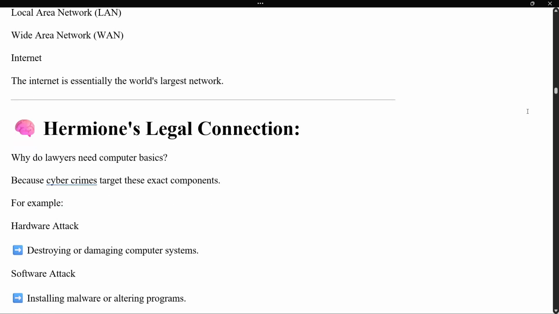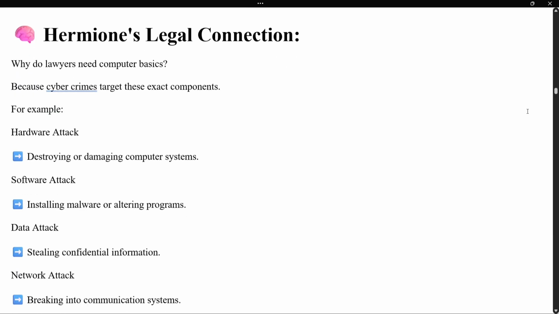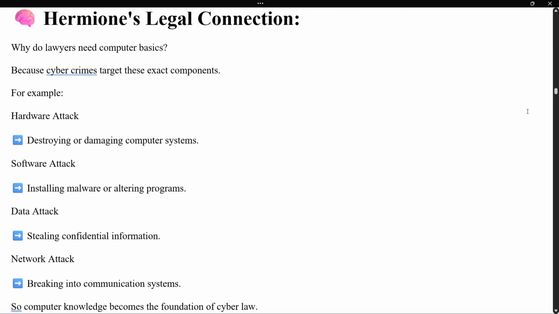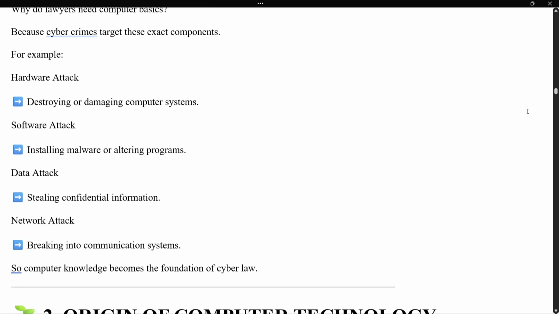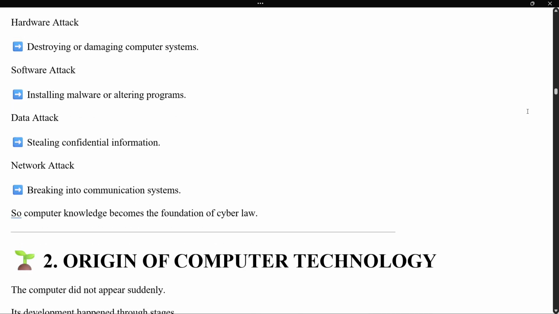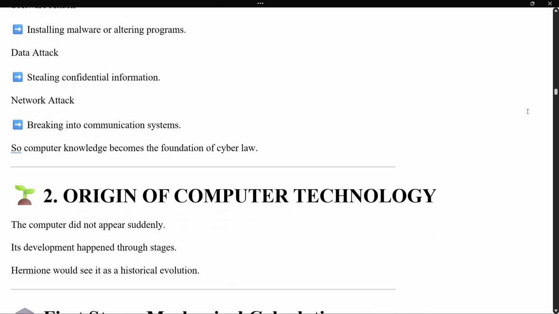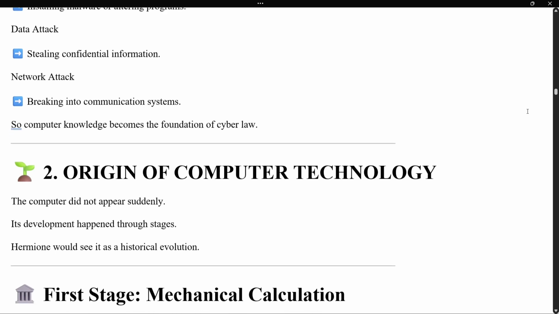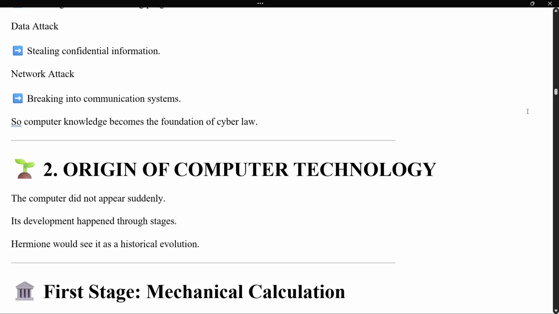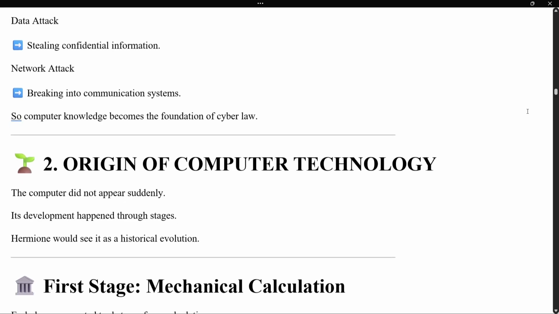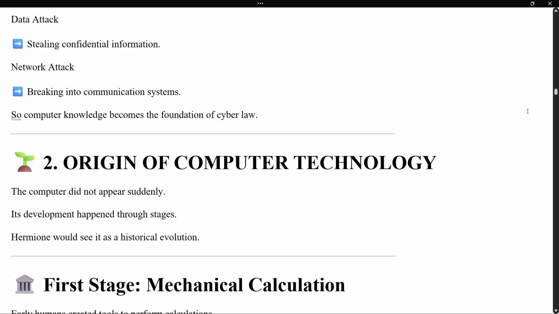Hermione's legal connection. Why do lawyers need computer basics? Because cybercrimes target these exact components. For example, hardware attack: destroying or damaging computer systems. Software attack: installing malware or altering programs. Data attack: stealing confidential information. Network attack: breaking into communication systems. So computer knowledge becomes the foundation of cyber law.